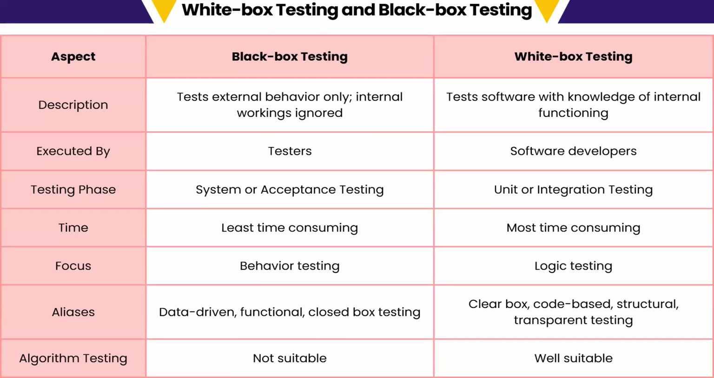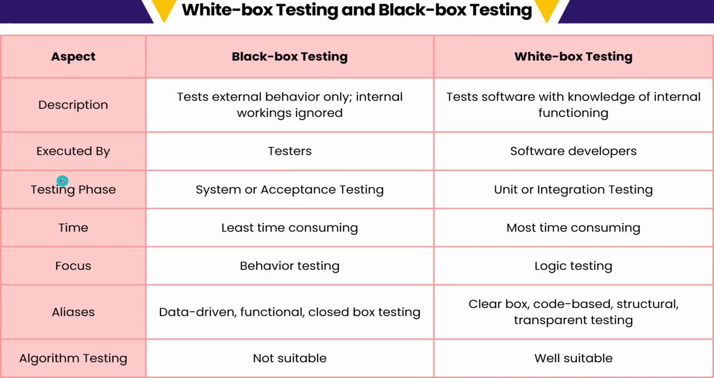So here we have the aspect as the category. We have black box testing and white box testing. For the short description, black box testing tests the external behavior only. Internal working is ignored, which means that they're testing from outside of the programming environment. But for white box testing, they are doing it in the programming environment, which means that the one who tests it has to have sufficient knowledge of how it works and how to make it.